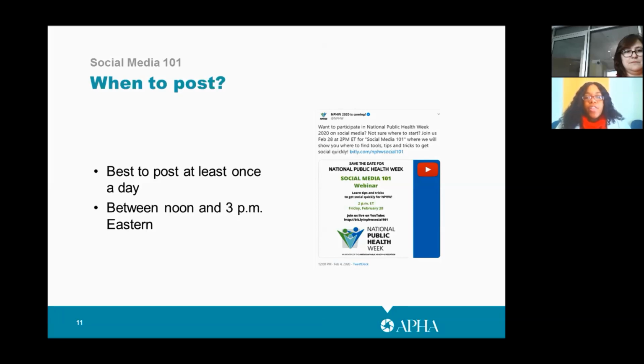And then, as you can see on the right-hand side, this is a tweet from the NCHW Twitter page. Just updating, obviously, about Social Media 101, which you can see. Oh, I hope you guys can see that at the bottom. This was tweeted at 12 p.m. So right at the beginning of that sweet spot time where people are at work, but also engaging in social media accounts.